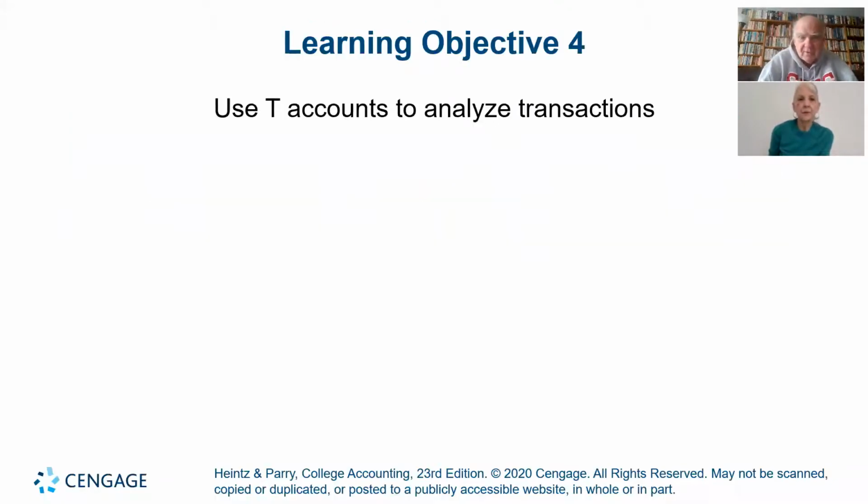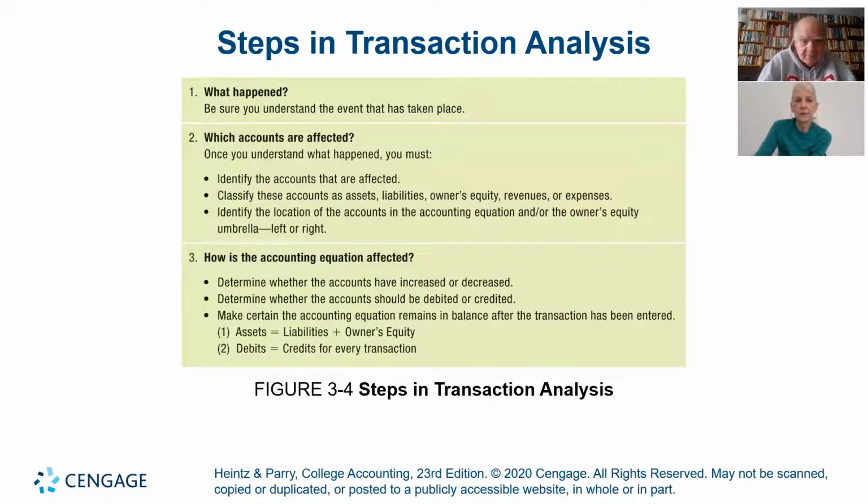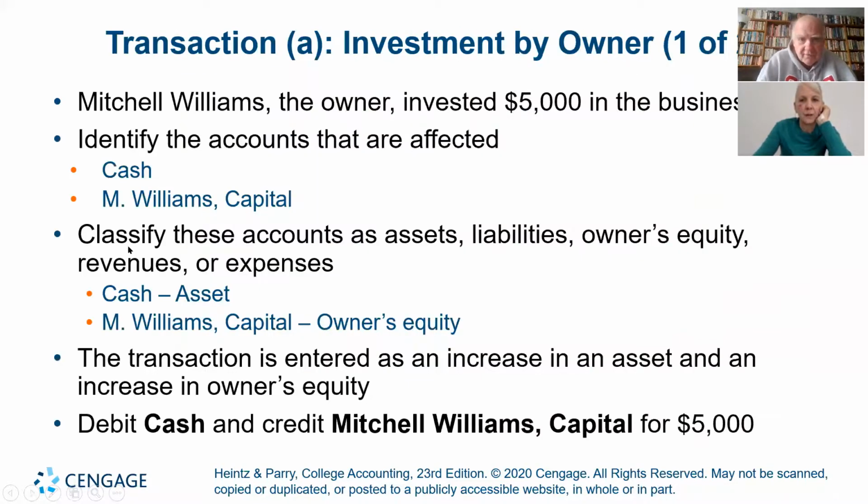Now remember in chapter 2, Lori, we did a whole bunch of transactions on a horizontal grid, keeping the equation in balance. Now we're going to do similar transactions, or maybe even the same ones, and see how they would look in an accounting general ledger format. So let's use our T accounts. When you're ready to make a transaction, know what happened and what accounts are affected. I'm going to skip that for just now.